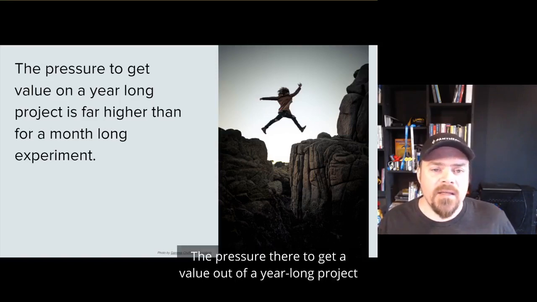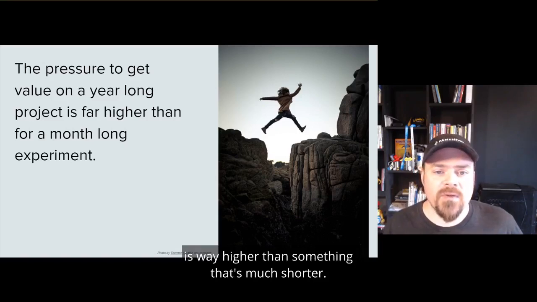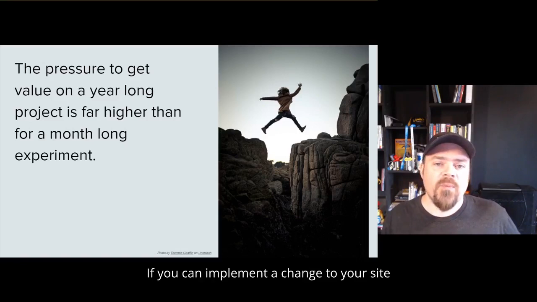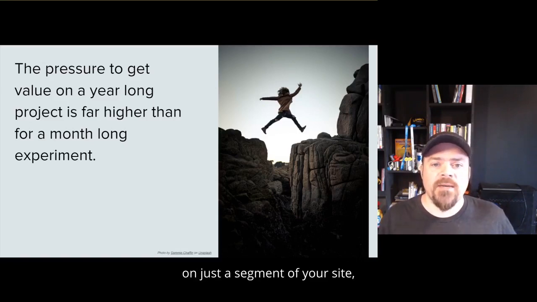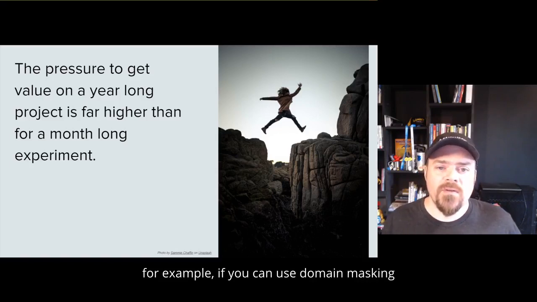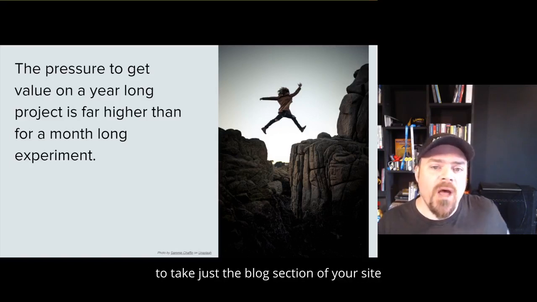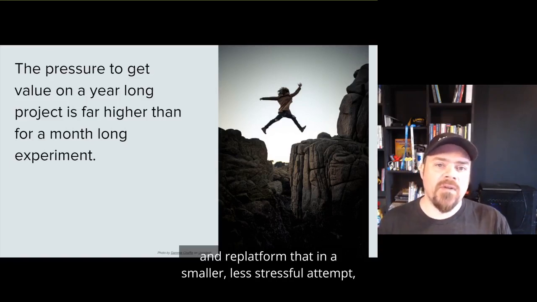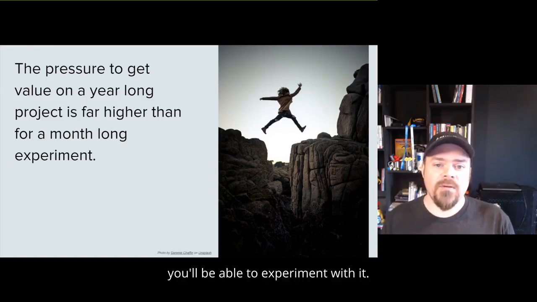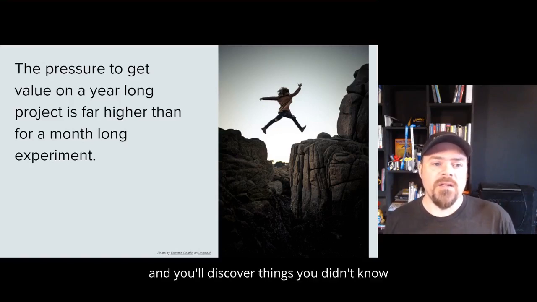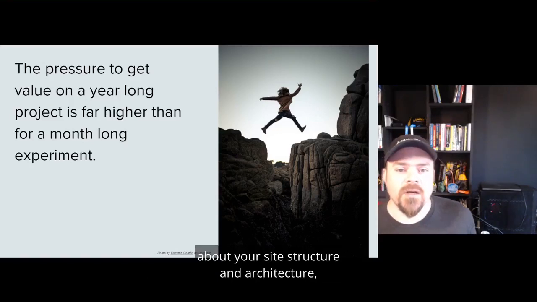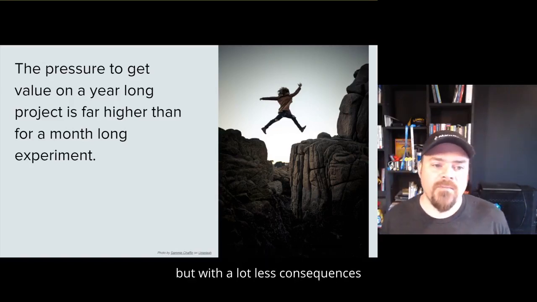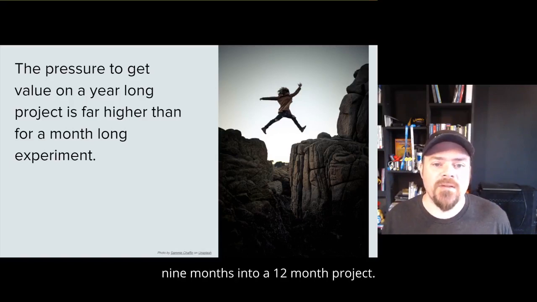Another lesson is that we're going back to the agile stuff that I mentioned earlier. The pressure to get value out of a year-long project is way higher than something that's much shorter. If you can implement a change on just a segment of your site, for example, if you can use domain masking or something like that to take just the blog section of your site and replatform that in a smaller, less stressful attempt, you'll be able to experiment with it. You'll run into issues early on, and you'll discover things you didn't know and couldn't have foreseen about your site structure and architecture, but with a lot less consequences than if you had discovered those 9 months into a 12-month project.